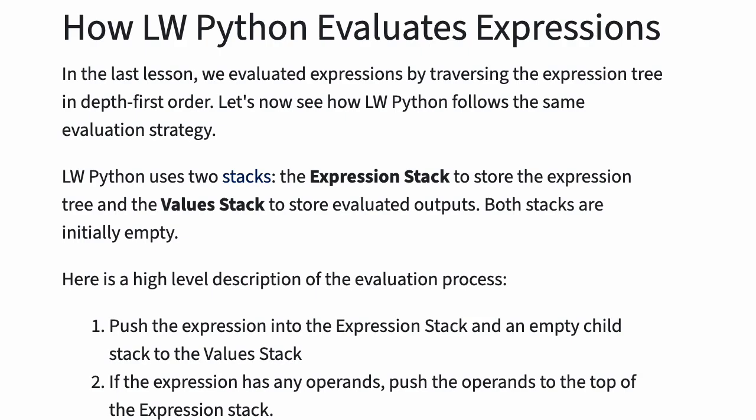In the last lesson, we evaluated expressions by traversing the expression tree in depth first order. Let's now see how LWPython follows the same evaluation strategy. LWPython uses two stacks, the expression stack to store the expression tree, and the value stack to store evaluated outputs. Both stacks are initially empty.